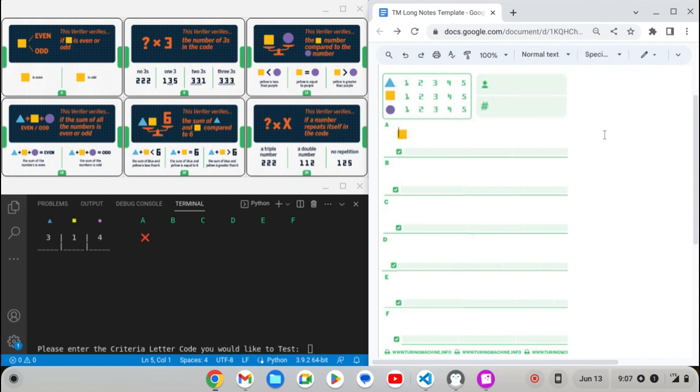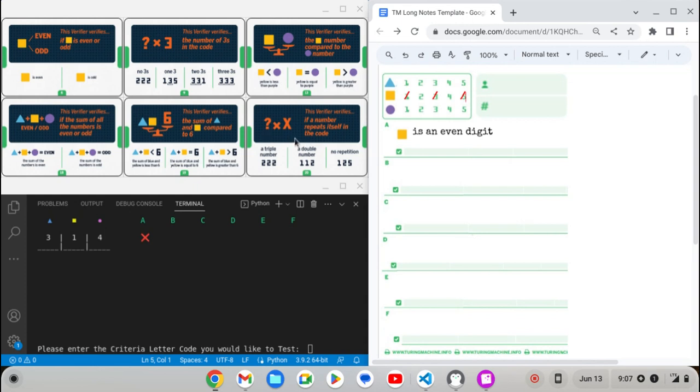That square is an even digit. And since it is even, I'll come up here and cross out all of the odds. So it can't be a 1, can't be a 3, and it can't be a 5. Okay, what else? So let's go ahead.